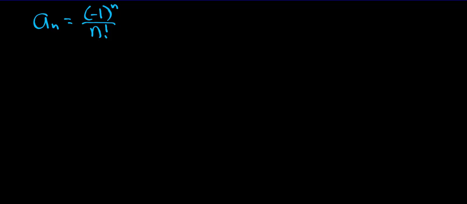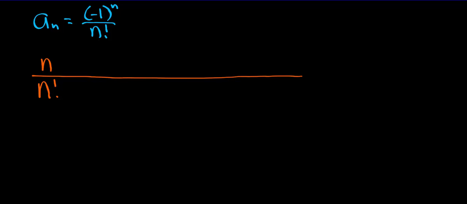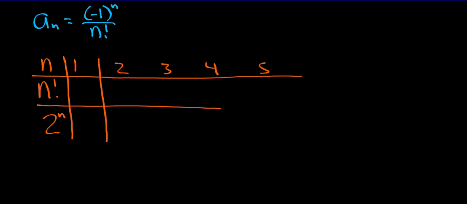But I want to use this as a vehicle to illustrate the squeeze theorem in the context of sequences. Now, first of all, I want to consider this n factorial, and I want to look at some values for n factorial. So let's look at some values for n, and I'm going to compare n factorial to 2 to the n. In other words, I've got this factorial, and then I've got this exponential thing down here. I'm going to put in some values for n: 1, 2, 3, 4, 5. Let's compare the value of n factorial and 2 to the n.